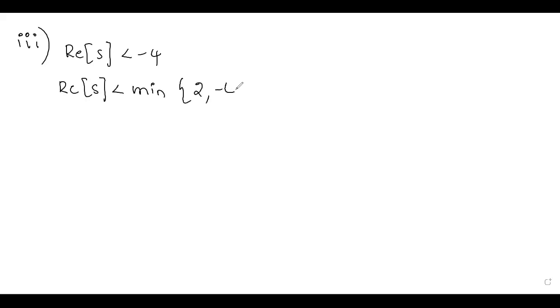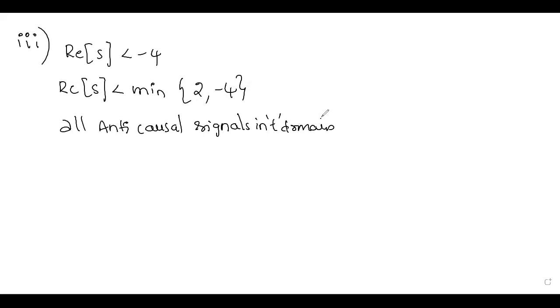Third one. What is the third bit given? Real part of S is less than minus 4. You can observe here how many poles we have? Plus 2, minus 4. Minimum of poles. Real part of S is less than minimum of pole means all anti-causal signals we have to select in time domain.